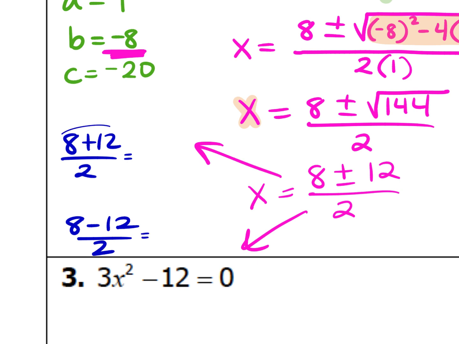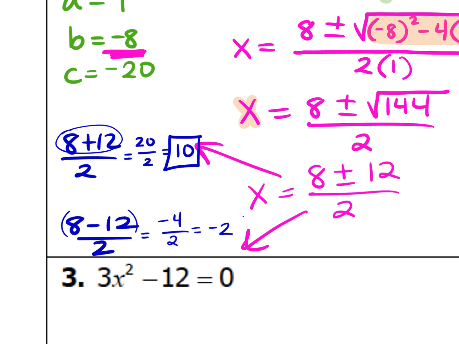So plug this into your calculator. 8 plus 12, enter, which is 20. And then divide by 2, and we get 10. Okay, plug this one into your calculator. 8 minus 12, which is negative 4. And then divide by 2, which is negative 2. Okay?